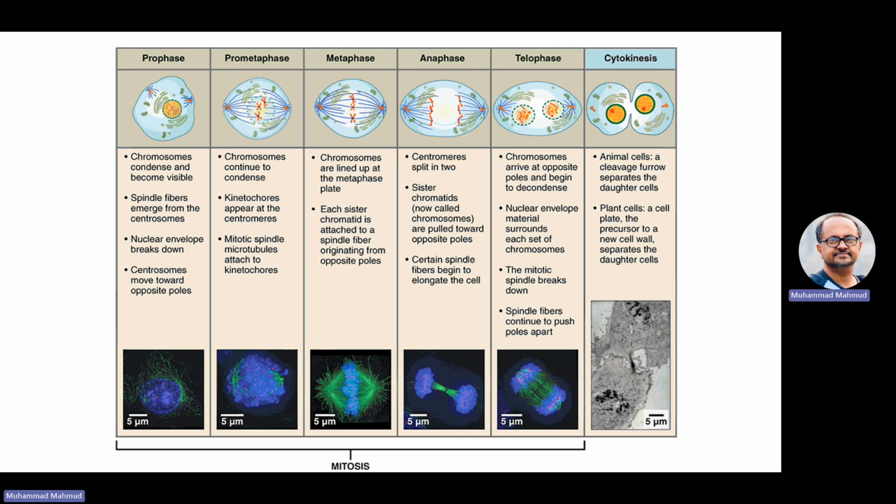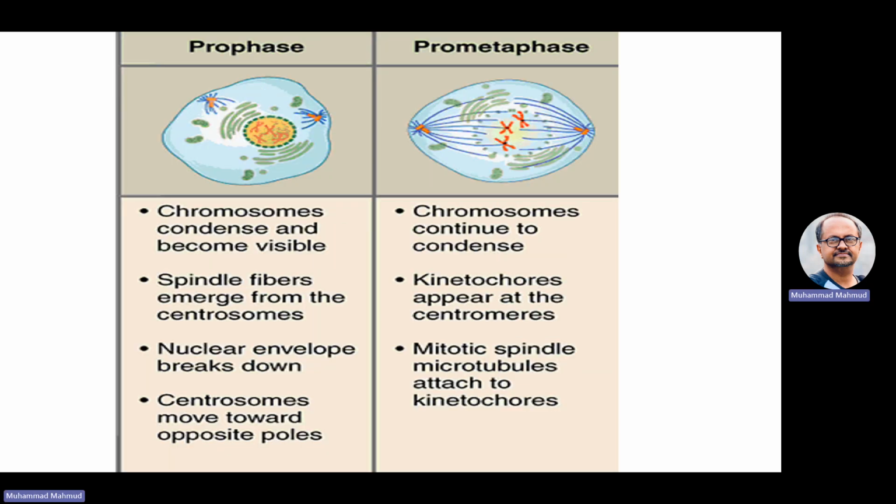So up to this point, this is what is happening during mitosis, the cell part, the nucleus part. But the last one is cytokinesis. This time in an animal cell, there will be a cleavage at the middle. That furrow separates the daughter cells. In plant cells, a cell plate, the precursor to a new cell wall, separates these daughter cells. So those are the things.